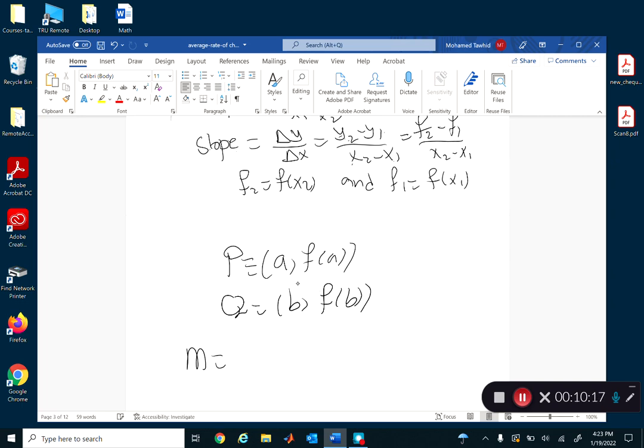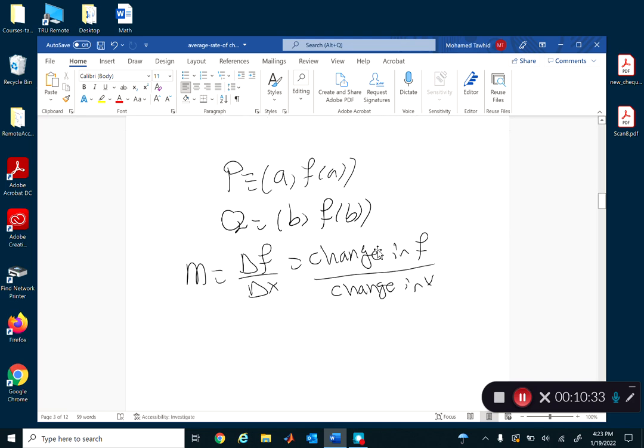So how to get the slope, guys? The slope here will be the change in your f over a change in your x, right? So what are you going to do? Say, okay, what is the change in your f? It will be f of b minus f of a, over b minus a.